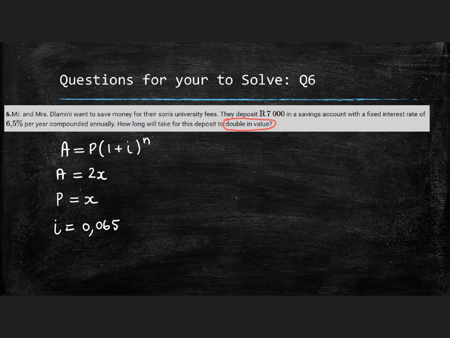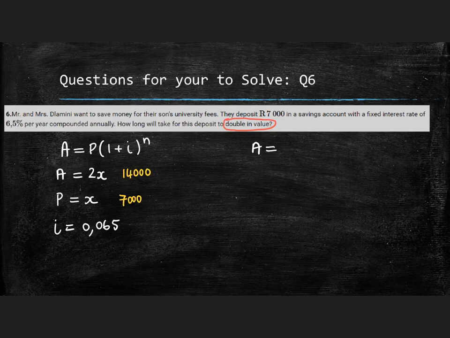For now, I'm not going to use their 7,000 Rand, because hopefully you can see that if I plugged in 7,000 Rand here, the doubling of 7,000 Rand would be 14,000. However, any amounts plugged in and doubled would just lead us to have double the original amount. So by that I mean the following.